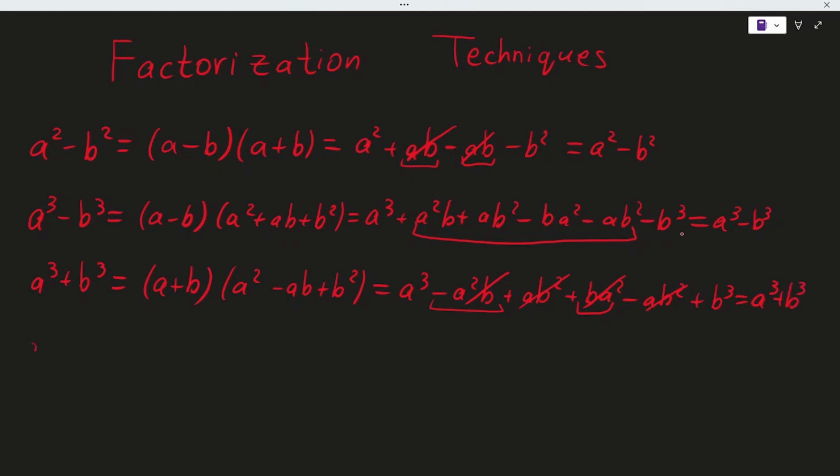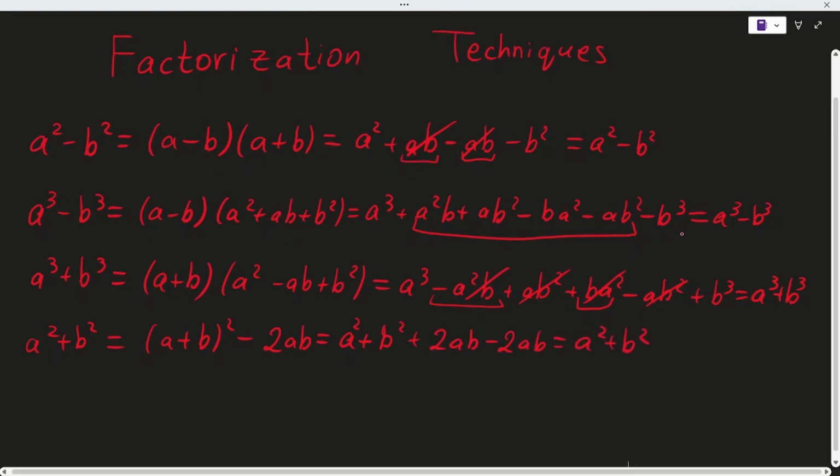Unfortunately, a² + b² cannot be factorized so well, but sometimes this one is written as (a + b)² − 2ab. And see why it is correct, because this one expands as a² + b² + 2ab, and if we take minus 2ab, we will get exactly what we want.